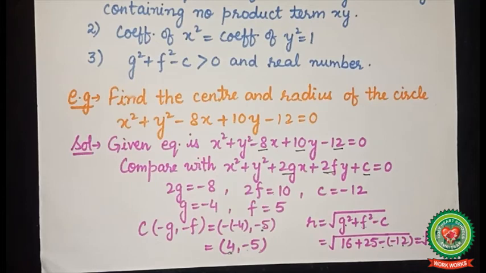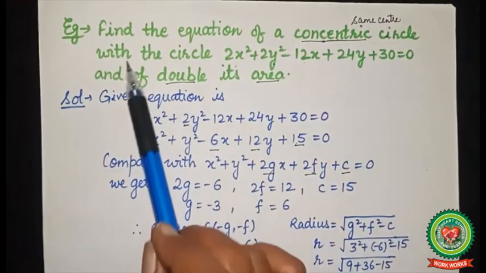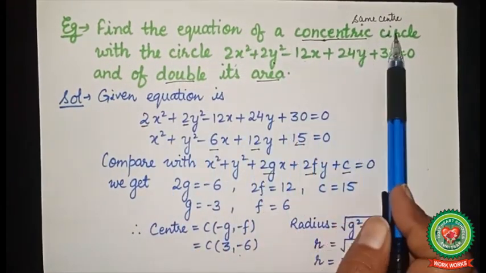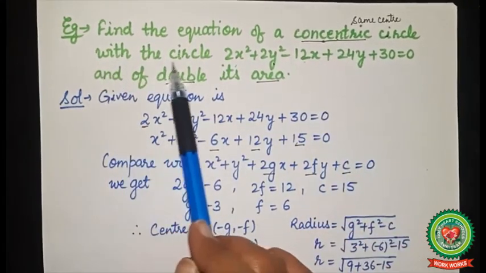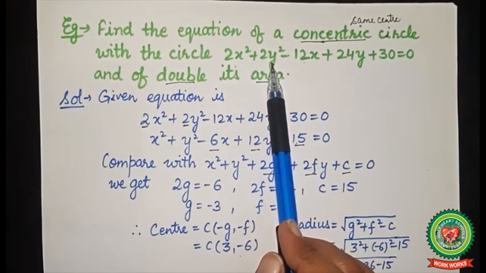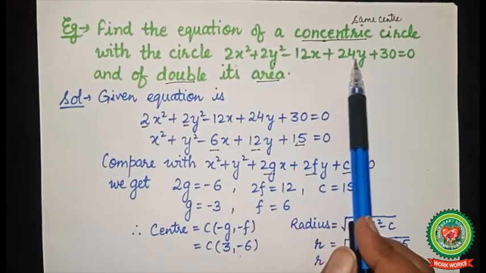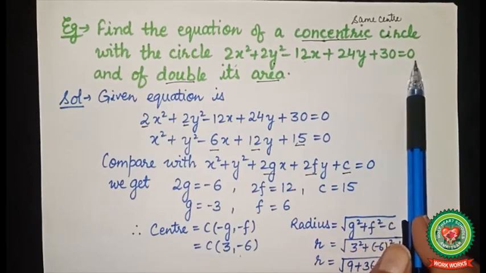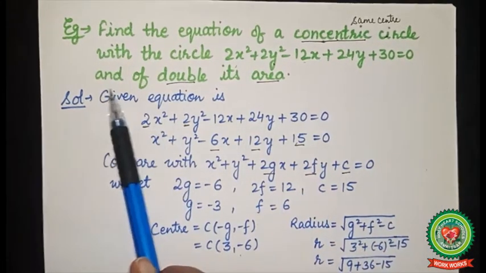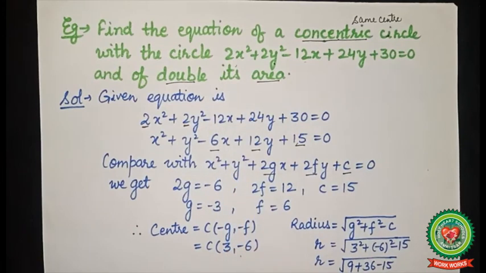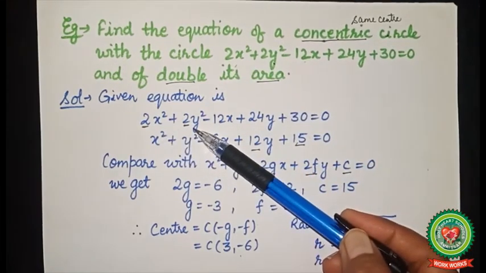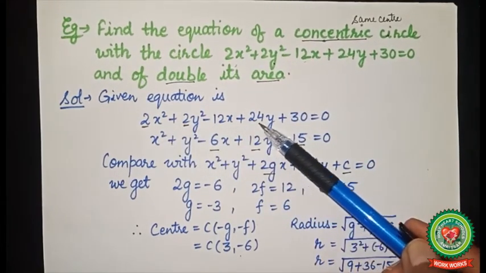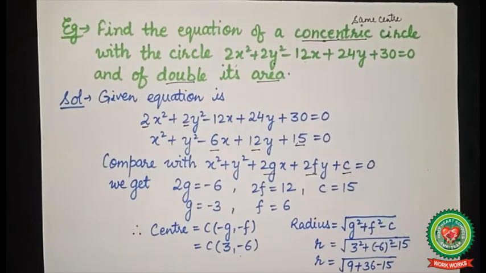Let's do one more example based on general form. Find the equation of a concentric circle. Concentric means same center. With the circle 2x square plus 2y square minus 12x plus 24y plus 30 is equal to 0 and of double its area. Now, given equation is 2x square plus 2y square minus 12x plus 24y plus 30 is equal to 0.